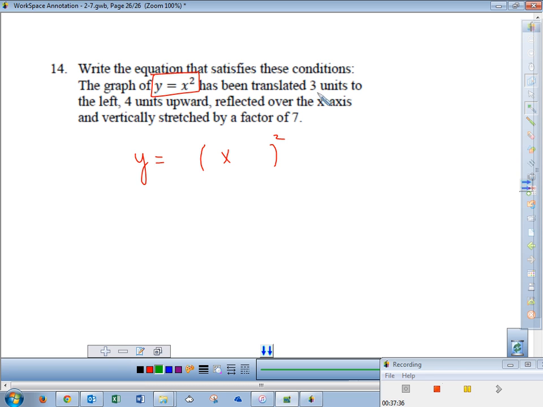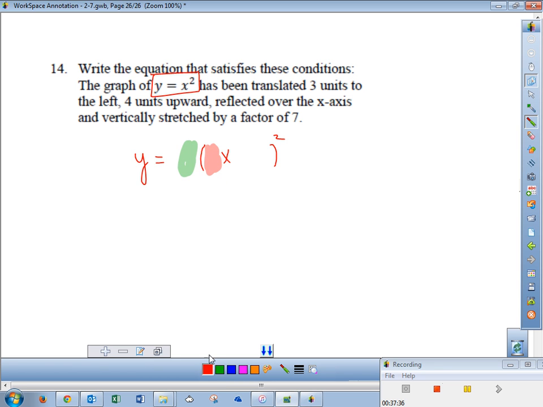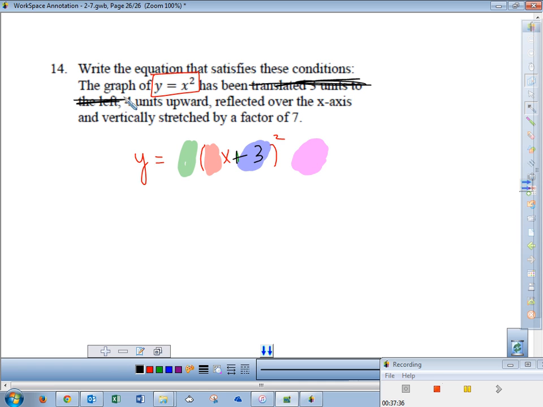So it's been translated 3 units to the left. Where would that go? Let me give you some colors here. Green, red, blue. Okay. Where does 3 units left go? Blue. And what do I put in there? Plus 3. Then I cross them out. Like, dude, I've used you. I did the 3 units to the left. So I want to make sure I've done everything. 4 units up. What position would I put it in color-wise? And would I put plus 4 or minus 4? Plus 4. Cross them out.